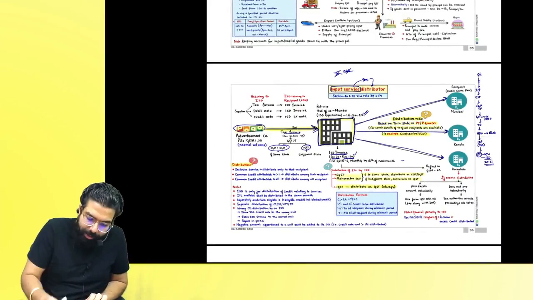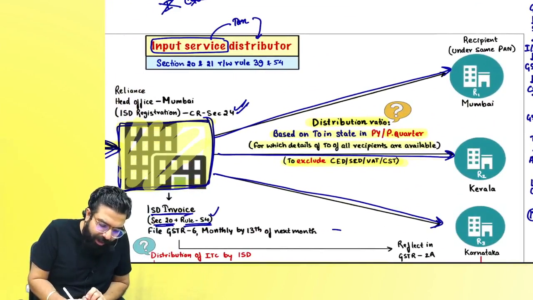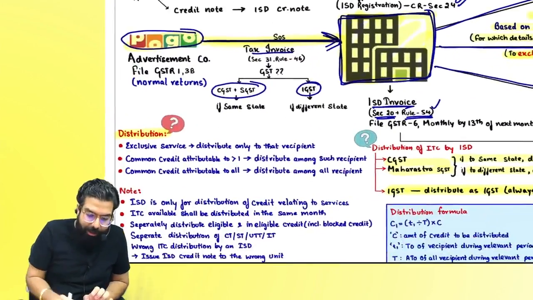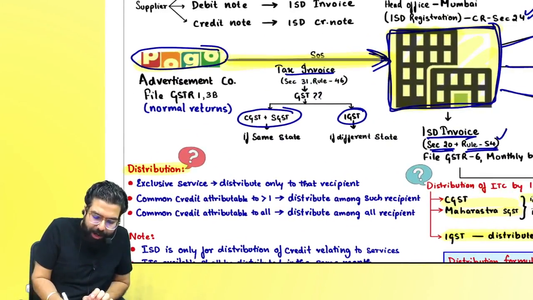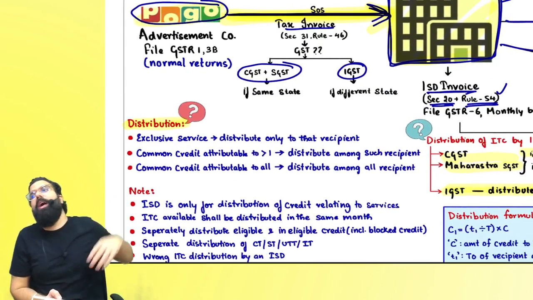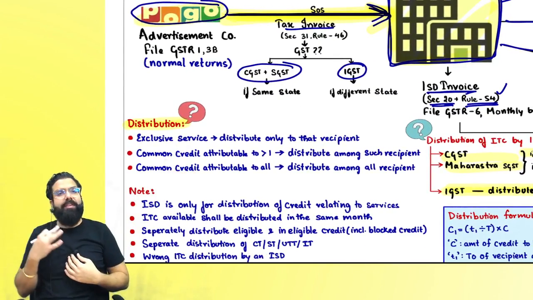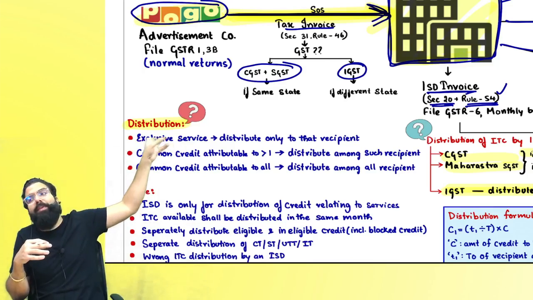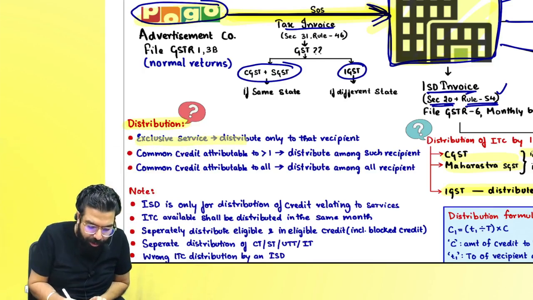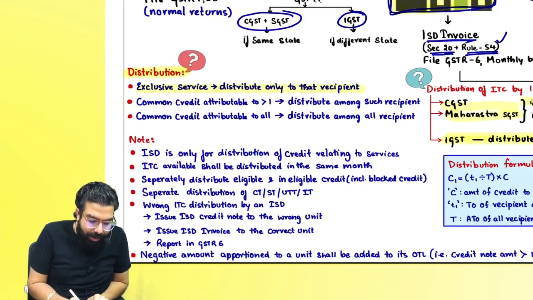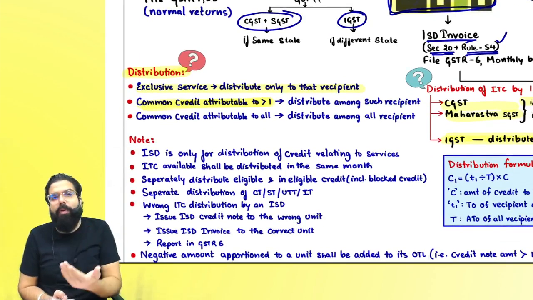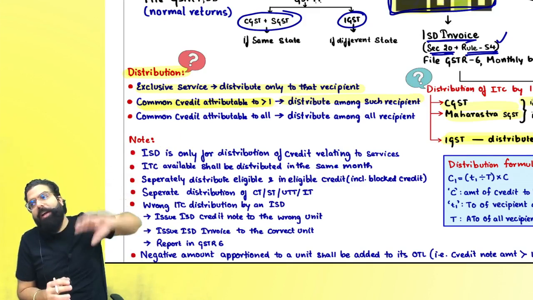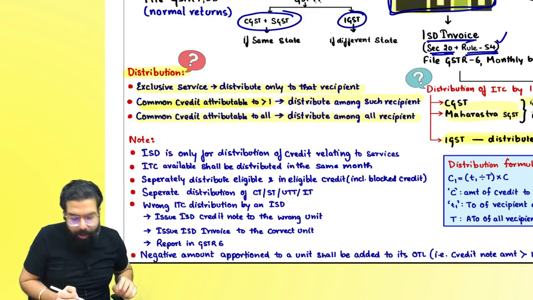Then, sir, always remember, when you are distributing, you distribute to those branches which are under your same PAN only. Sir, if the head office has received an invoice which is with respect to only one person, meaning the service taken by the head office is an exclusive service availed by only one branch, then the distribution should be only to that recipient. Sir, if it is a common credit for more than one branch, then distribute among such recipients. If it is for all the branches, then distribute to all the branches.